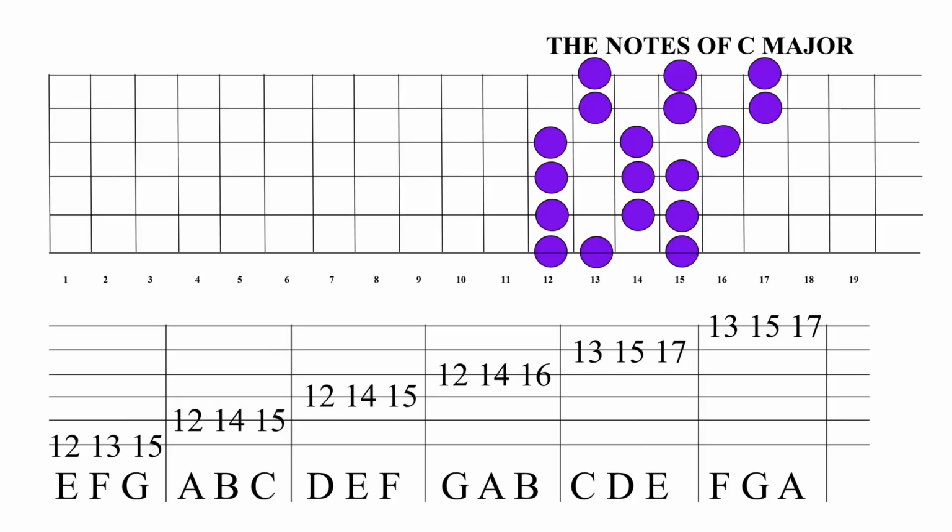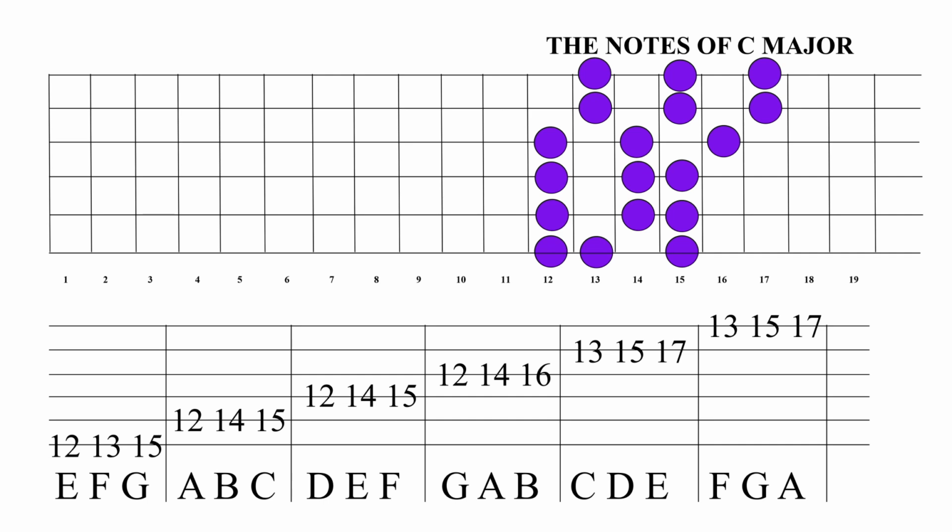And our last shape is starting on the 12th fret. It's an E note. So we're going to have E, F, and G, which is 12, 13, 15. Underneath we have A, B, and C, which is 12, 14, 15. Then we have D, E, and F on the D string, which is 12, 14, and 15. Then we have G, A, and B on our G string here. We have 12, 14, 16.